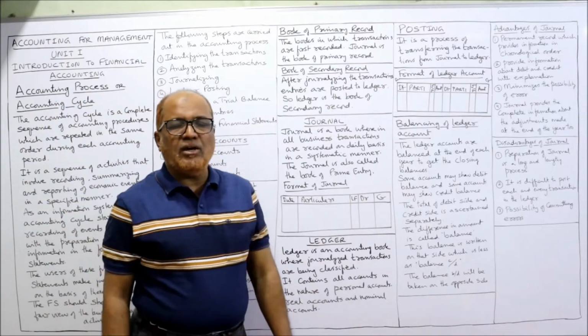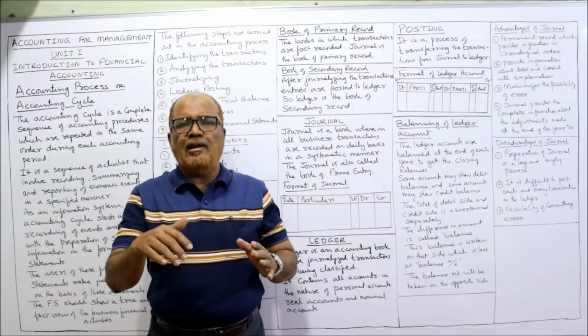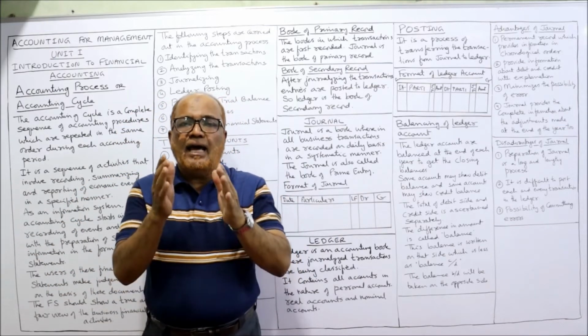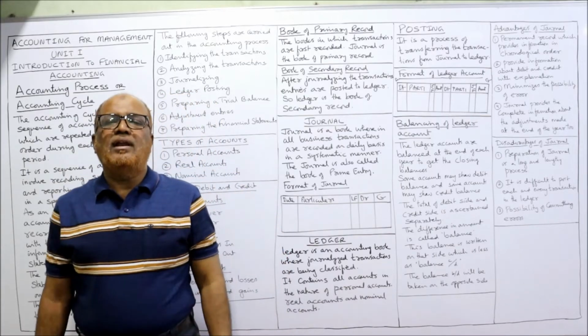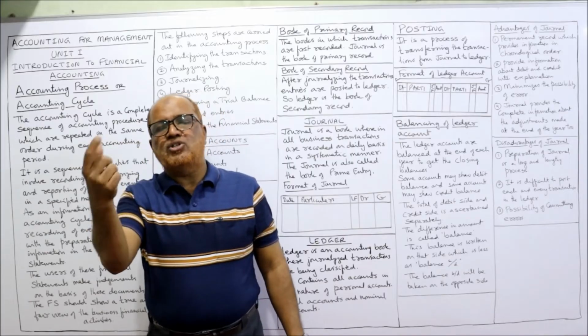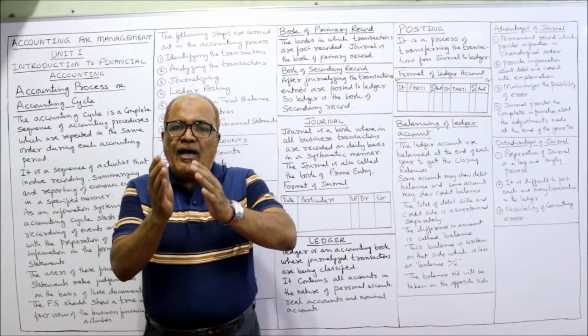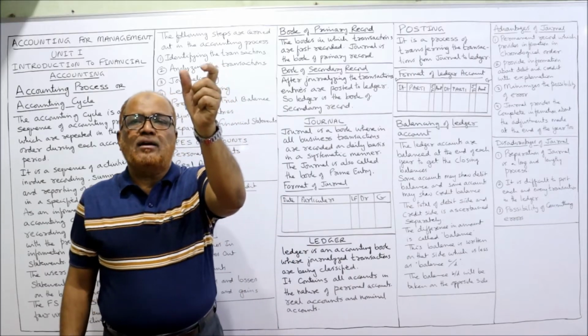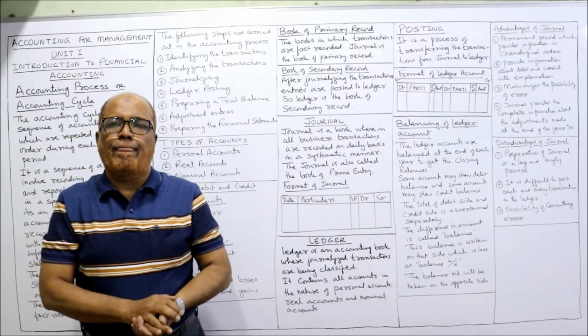Next comes balancing of ledger account. After making all these journal entries and ledger posting, at the end of the year, we have to find out the balance in every ledger account. Some ledger accounts may show a debit balance, some may show a credit balance. So at the end of the year, for every account we have to find out the total of the debit column and the total of the credit column.